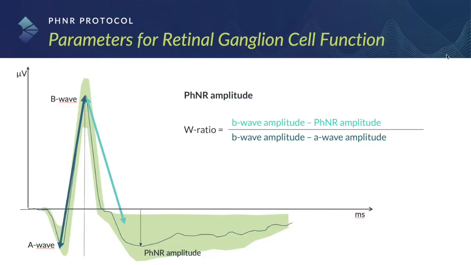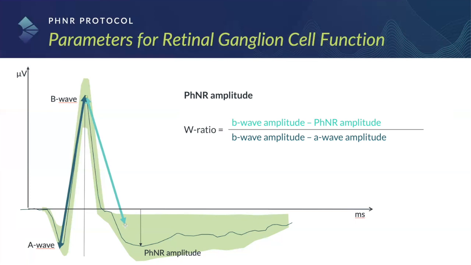It is utilized by getting that RETeval ERG, a photopic negative response protocol, and that will help in ganglion cell disorders and optic nerve disorders. And when looking at the ERG parameters on the RETeval, when I'm doing a photopic negative response, the first thing that I look at and evaluate is the W ratio. The W ratio is a ratio that's derived from all of those components that I just discussed on the ERG, the A wave, the B wave, and the photopic negative response. And there's a ratio for that.